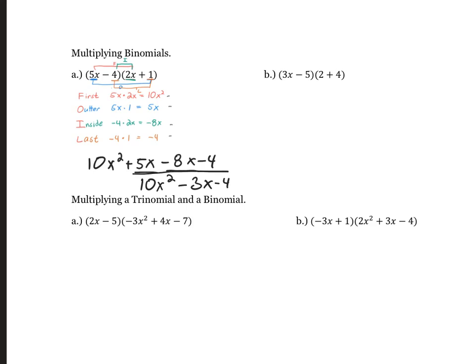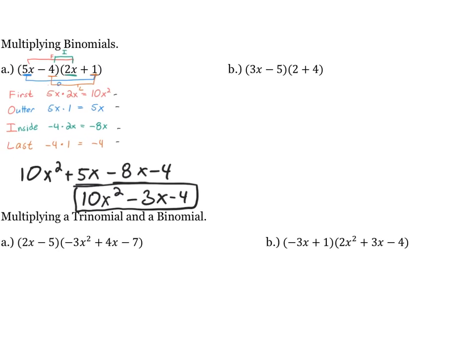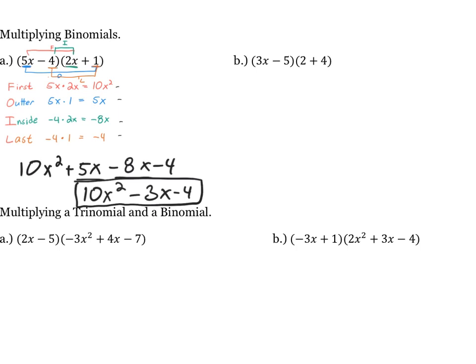Okay, so this is our fully simplified, multiplied together binomial. Rather than have you do this one, I'm going to show you another way to do this. It's up to you. You don't have to do both ways or learn both ways. Just whatever makes the most sense to you, pick a strategy and use it.